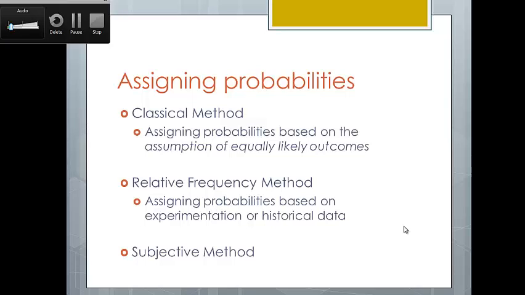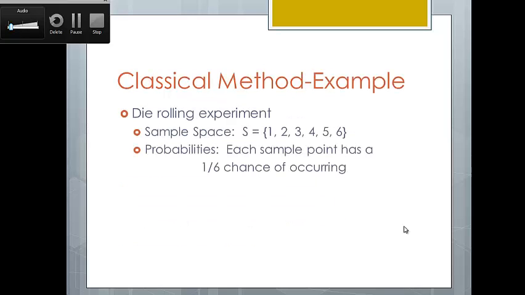So how often does a sales call result in actually making a sale? How often is the part actually defective? How often are you actually going to be profitable? Those kinds of things.